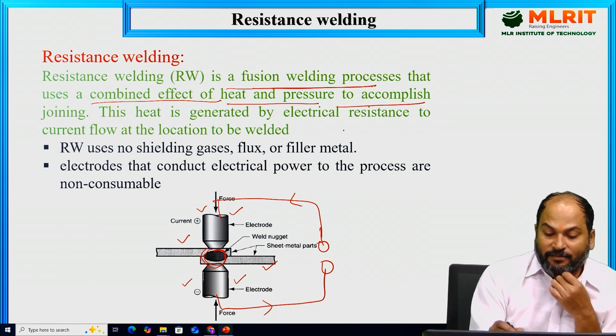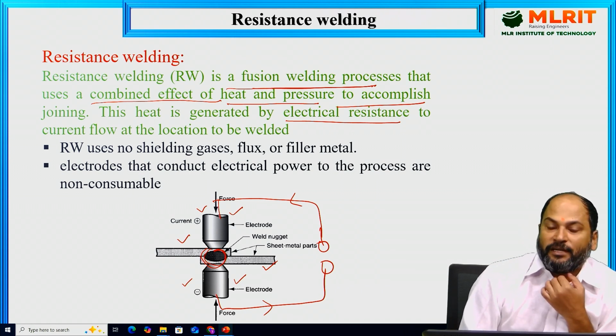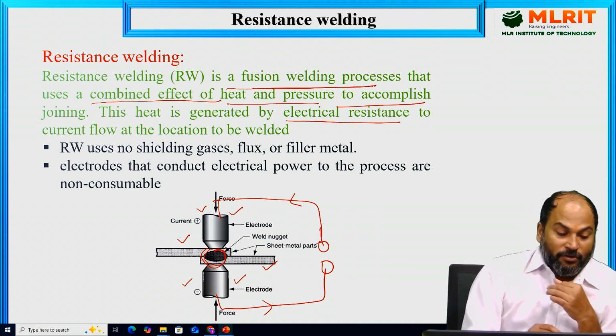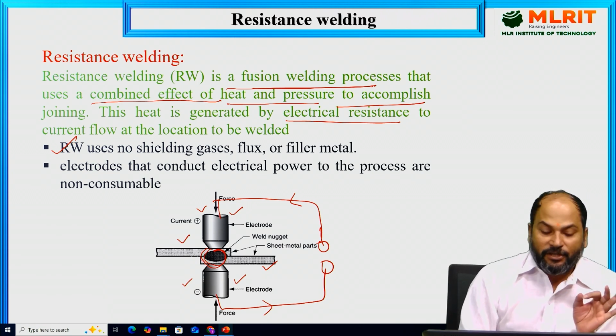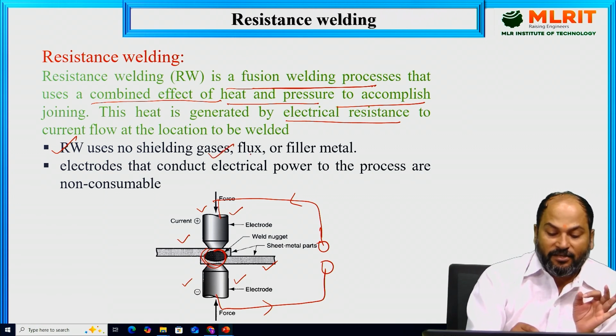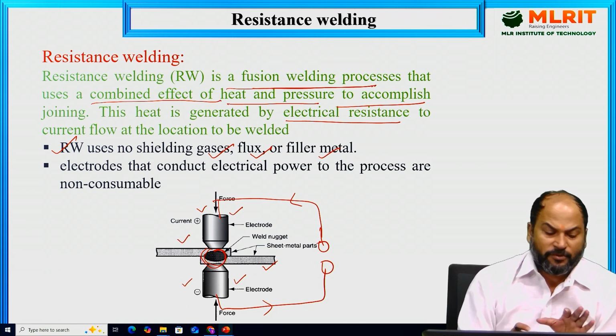Heat is generated by electrical resistance to the current flow at the location to be welded. This resistance welding uses no shielding gases. I have already told you there will be no shielding gases, no flux, and no filler metal. You can see through the diagram also, nothing is being used in this process.